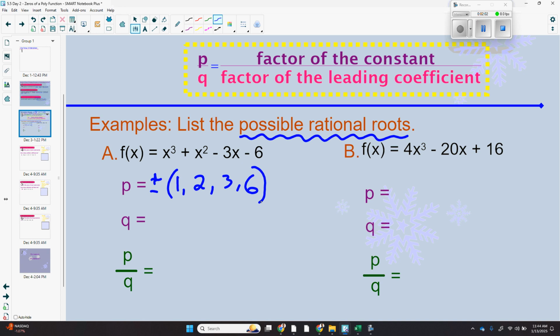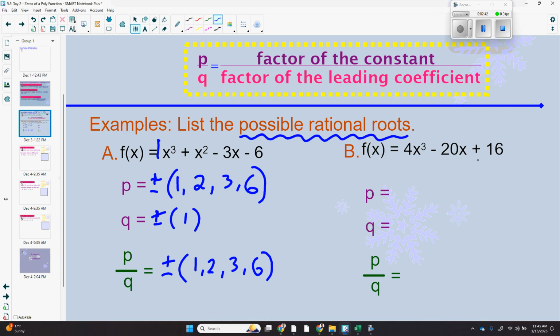And then the q's are going to be the factors of my leading coefficient, and the leading coefficient is 1 in this case. So just like before, I need a plus or minus 1, and that's all. And I think you would agree that if I take my list for the p's divided by the q's, if it's divided by 1, then that's just going to give me my same list as before. It's going to be 1 over 1, which is 1, 2 over 1 is still 2, 3 over 1 is still 3, and 6 over 1 is still 6. So my list is going to be plus or minus 1, 2, 3, 6 for the possibilities of my rational roots here.